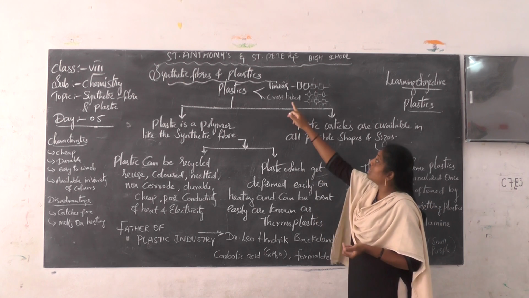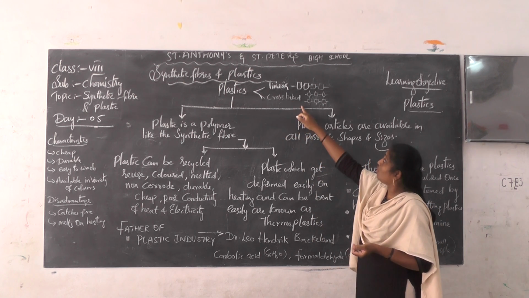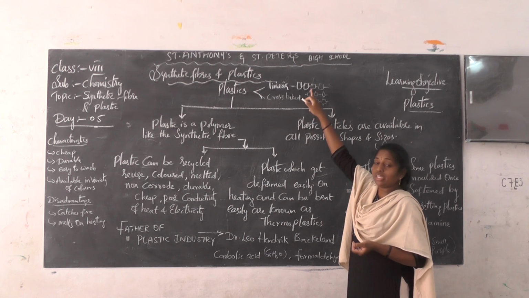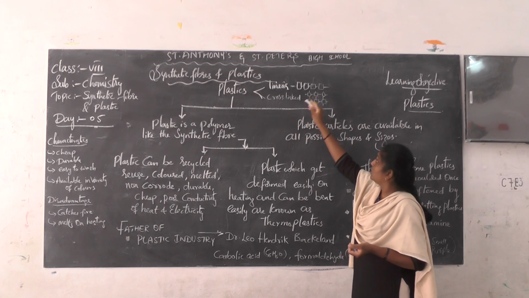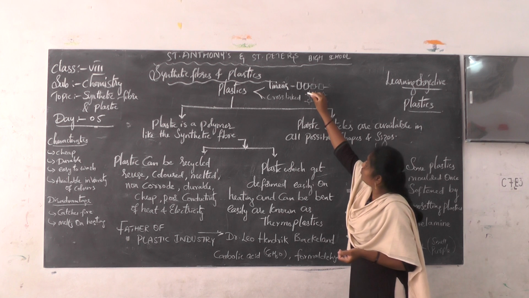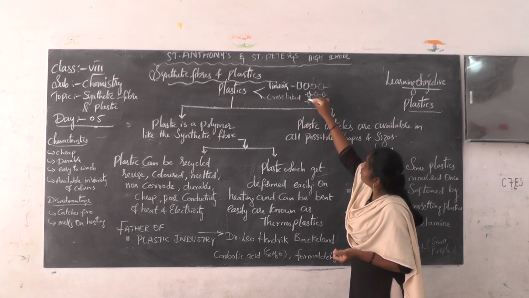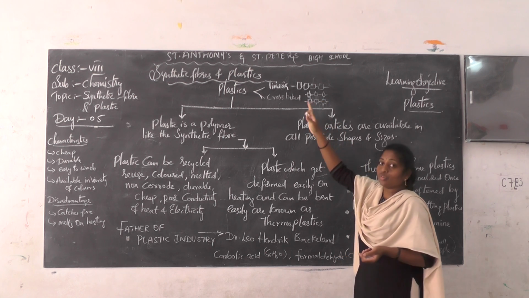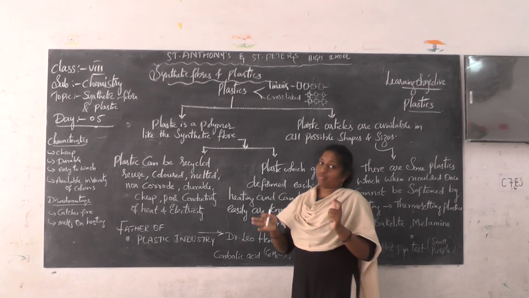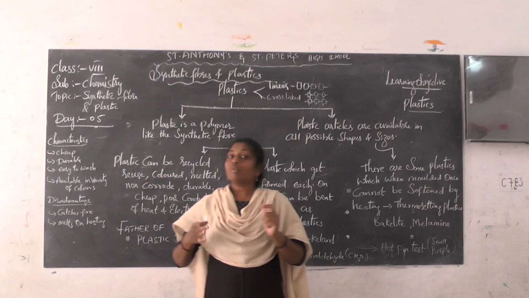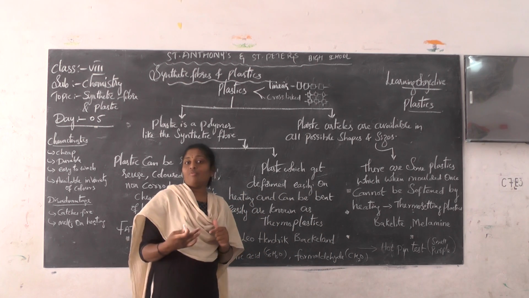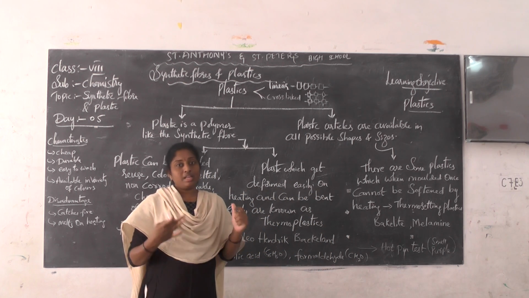And the second one is the cross-link arrangement. Cross-link means one unit is linked in four directions. So one unit is occupying four directions. Like this you can see there are two different types of arrangements in the plastic. One is the linear arrangement and another one is the cross-link arrangement.